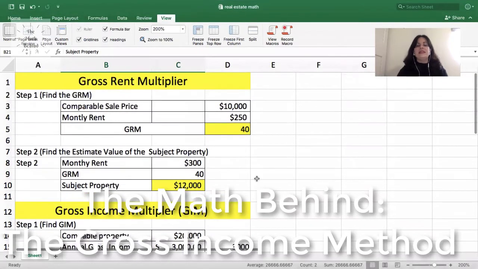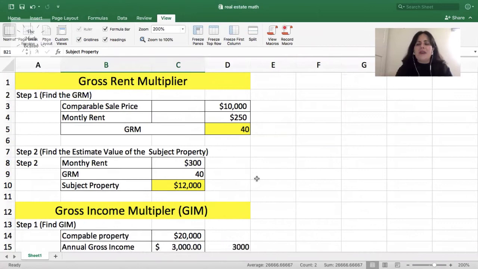Okay, as you can see here, if you want to figure out the gross rent multiplier, this is very, very simple. Look what you do. The first step is, you have a subject property, and the information that you know is that the monthly rent, and I'm going to put it right here, is $300. That's all you know right now.